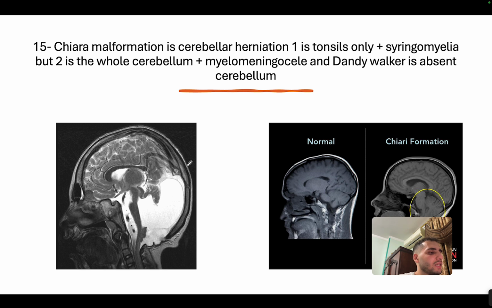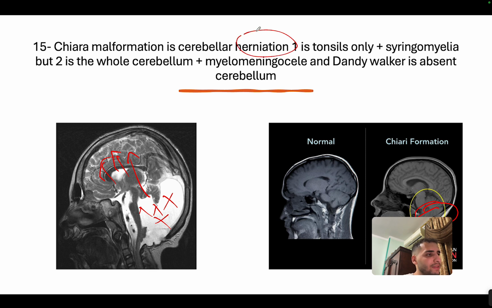The next congenital abnormality is Chiari malformation and Dandy-Walker. You need to know that Dandy-Walker will have an absent cerebellar vermis. There is an absent cerebellum, okay? And there will also be hydrocephalus. But Chiari malformation, on the other hand, will just be herniation of the cerebellum, okay?